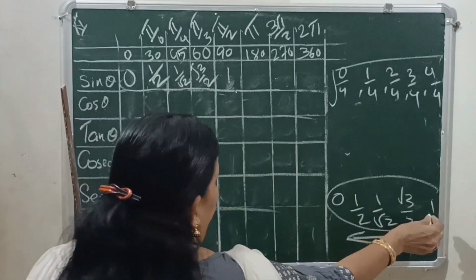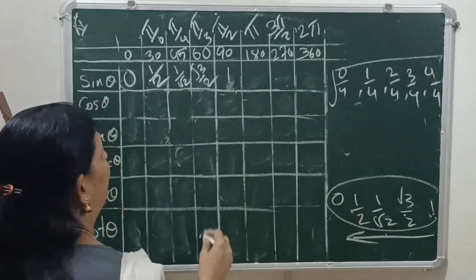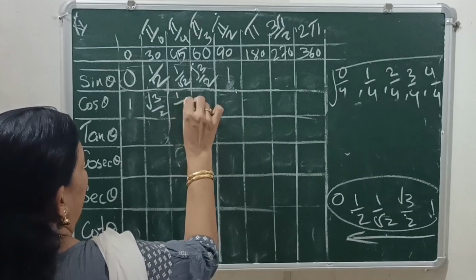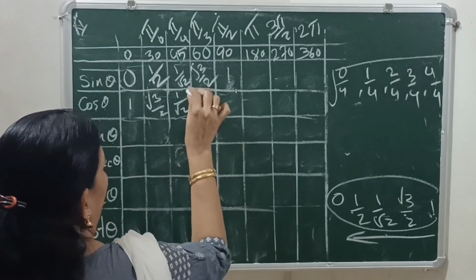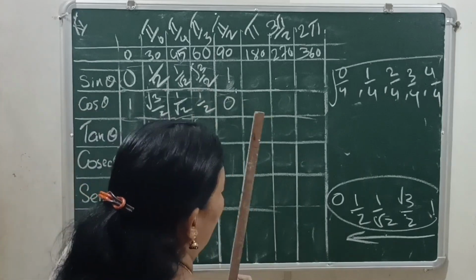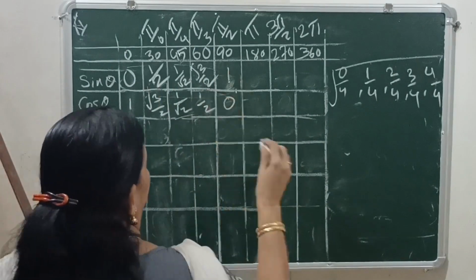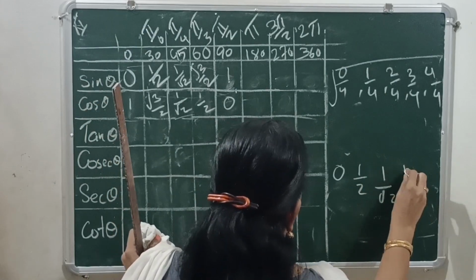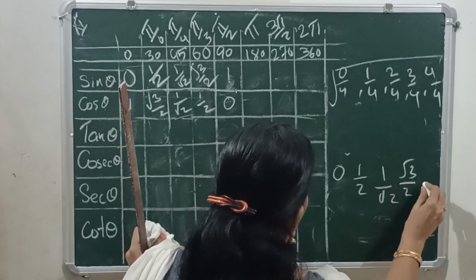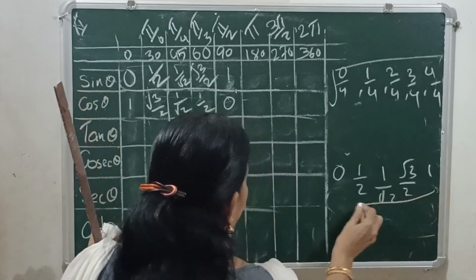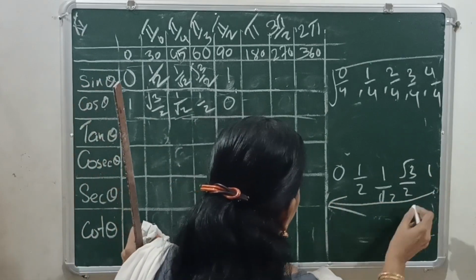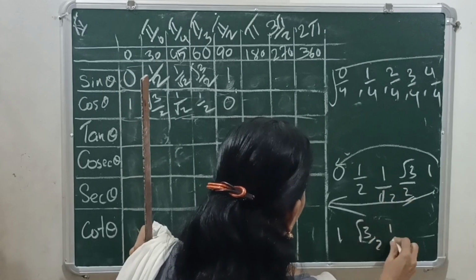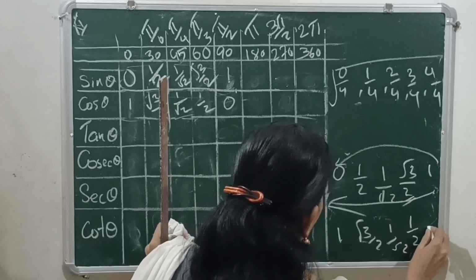Then in reverse order, writing from right to left, that is 1, root 3 by 2, 1 by root 2, 1 by 2, 0. Sine 0 is 0, sine 30 is 1 by 2, sine 45 is 1 by root 2, sine 60 is root 3 by 2, and sine 90 is 1. Then write in reverse order from right to left: 1, root 3 by 2, 1 by root 2, 1 by 2, 0. That is this.